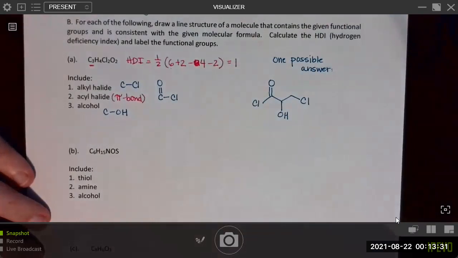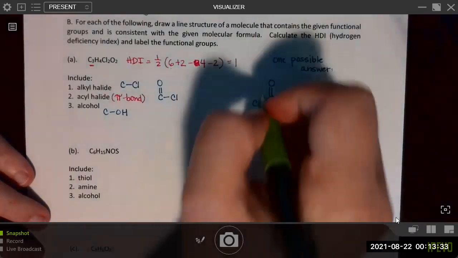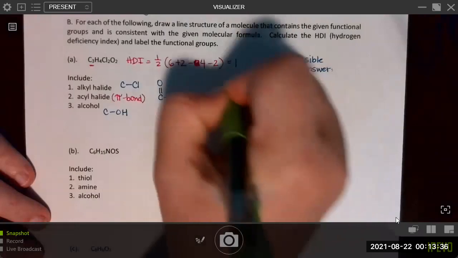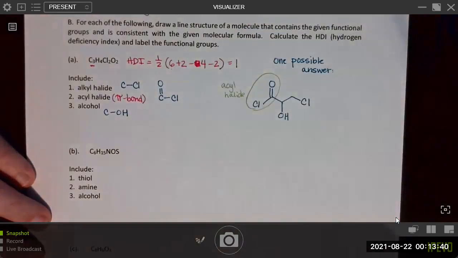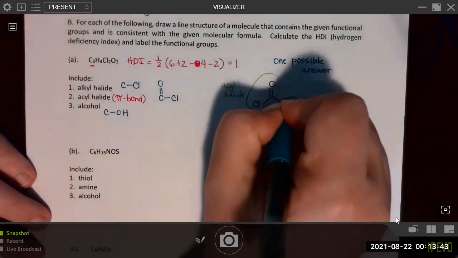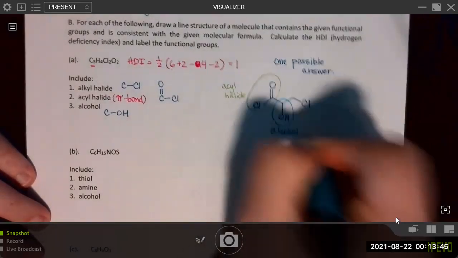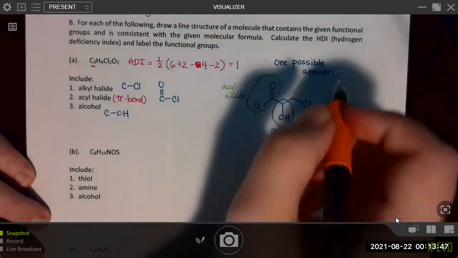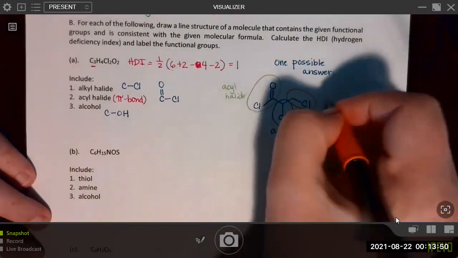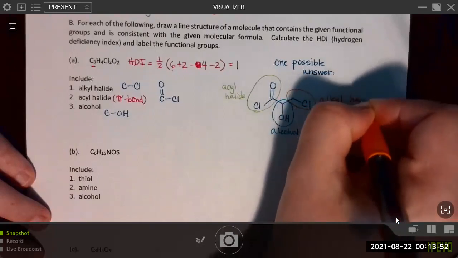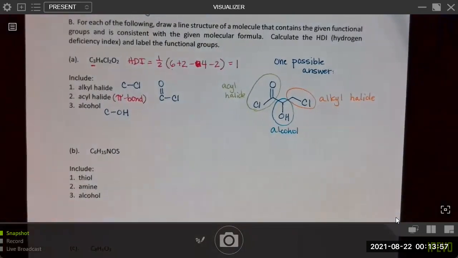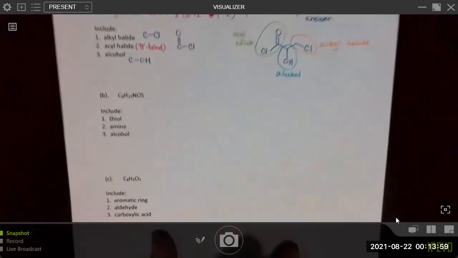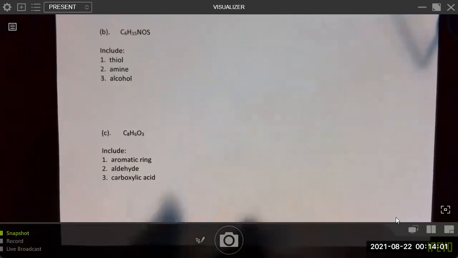Would be this one. Right, we have our acyl halide, we have the alcohol, and the alkyl halide. Okay. Moving on to the next structure. Calculate that HDI.